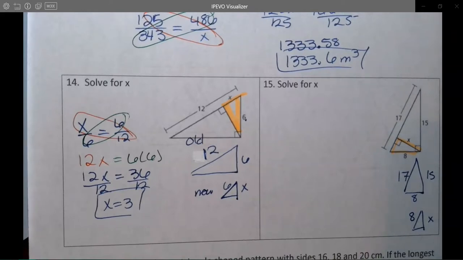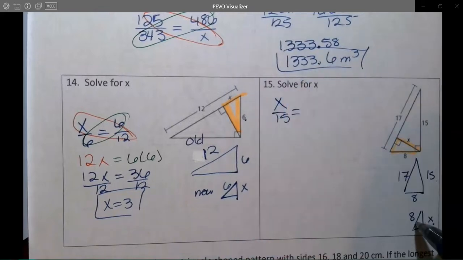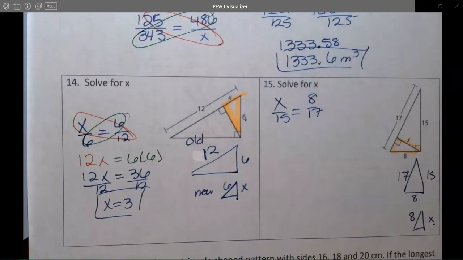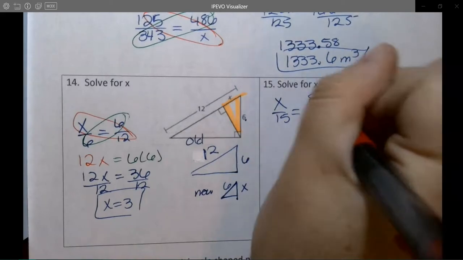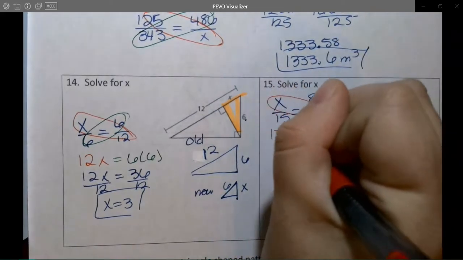Then I want to go ahead and set up my ratios. So I'm going to have the up and down sides compared. So I'm going to have x over 15. And then the hypotenuses, so 8 over 17. Then I want to go ahead and cross multiply. I have x times 17, which is 17x.